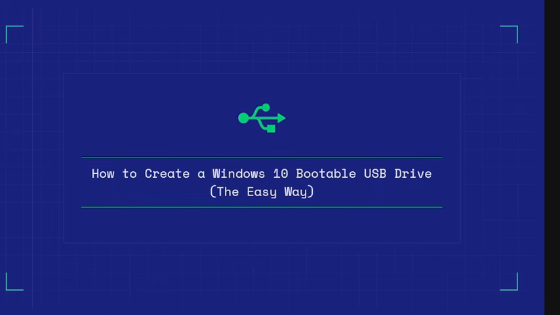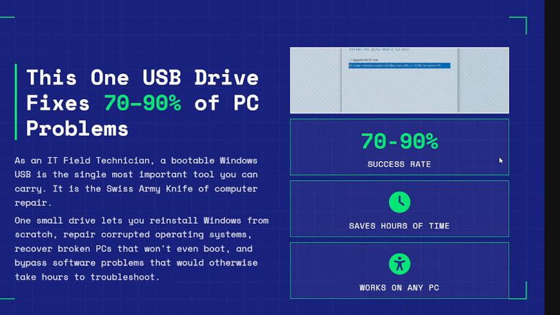In today's video I'm going to show you how to create a Windows 10 bootable USB drive the easy way. This is the official Microsoft way so that you can reinstall Windows on your computer. You don't have to use any third-party tools whatsoever. Let's get started. By creating this USB, this is going to fix 70 to 90% of PC problems.